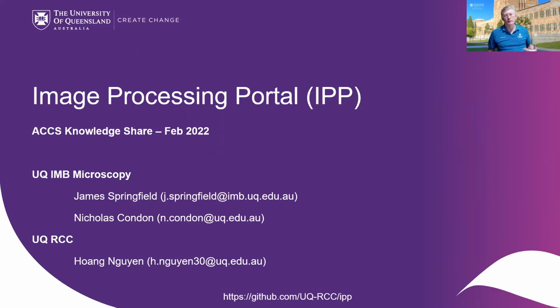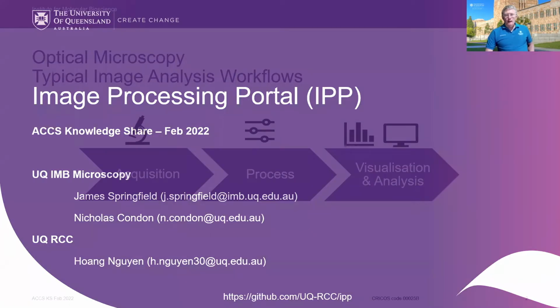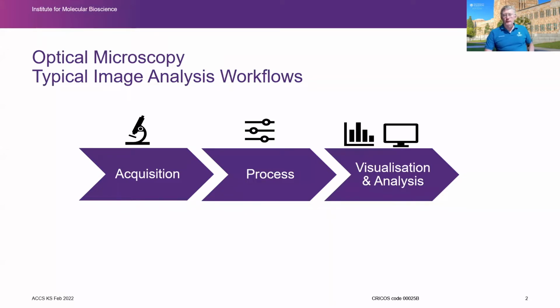But first, I'd like to give you a quick background of why we developed the portal in the first place. Traditionally, the typical workflow for our users from scope to paper involves at least 3 major steps: acquisition, which includes acquiring the data at the microscope and then transferring the data to secure storage for later retrieval. Processing, where we prepare the data for subsequent downstream use, and this processing often involves multiple repeated steps. And finally, visualization, segmentation, and analysis, where we turn the processed images into something quantifiable for publication.